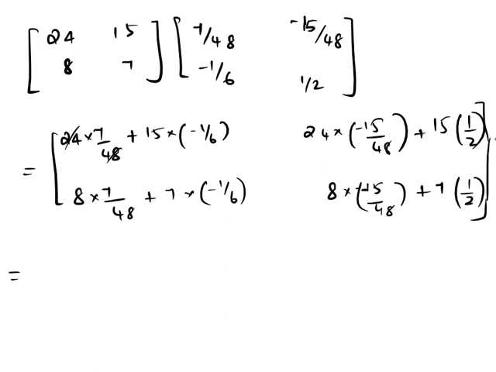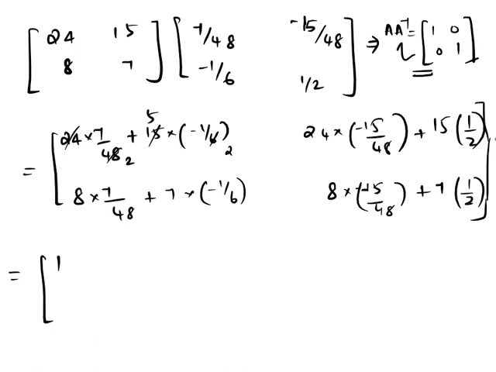Here, on cancelling we will get 7 by 2, and here on cancelling we will get 5 by 2. So 7 by 2 minus 5 by 2 will give 2 by 2, that means 1. According to our assumption, we have to get A into A inverse equal to the identity, that is 1 0 0 1. So on verification, if you are getting this answer, then your A inverse is correct. So we got 1.